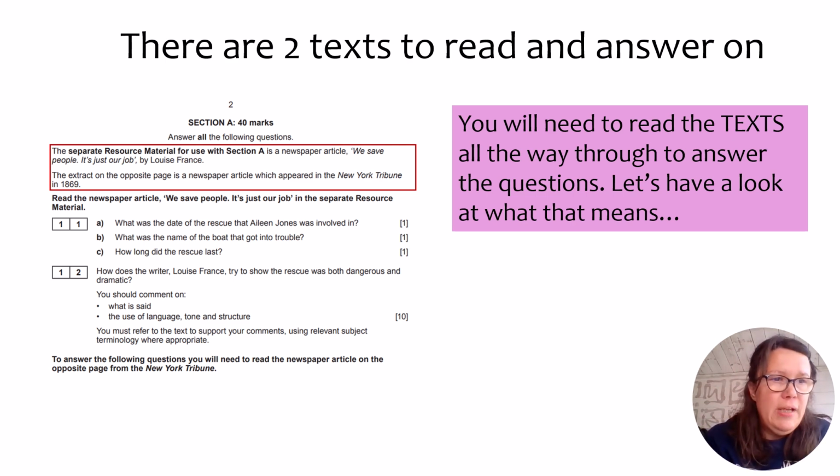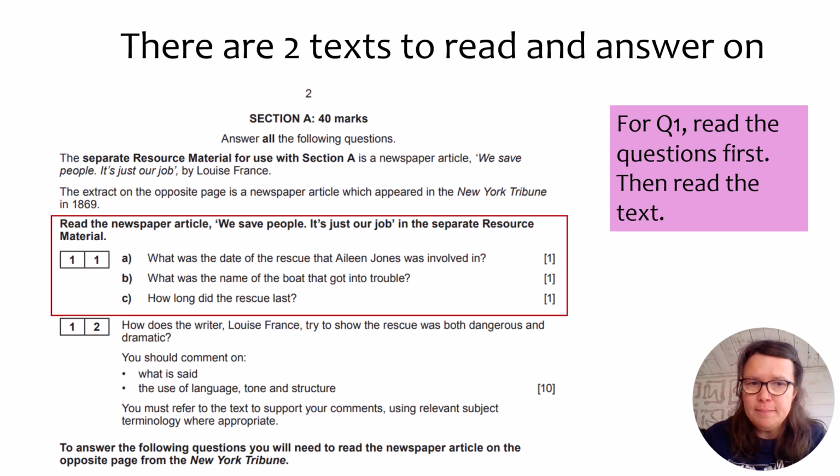If you have a look on the screen here, questions 1 and 2, it will say, read the news article, "We save people, it's just our job." So they will tell you which text to read to answer which questions. Make sure you go ahead and find out what that means.